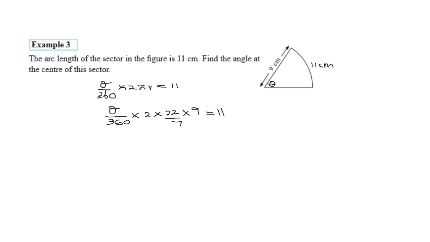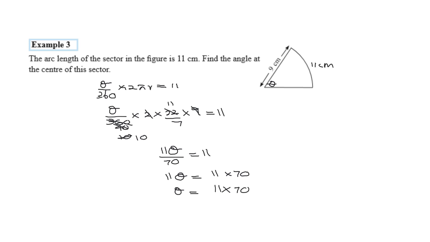Now we want to make this simple. Then 9 times 4, 40. We can cancel this one 2 and we have 20 here. And furthermore 2 times 11 and 2 times 10. So on the left hand side you have 11 theta over 10 into 7 that is 70, equal 11. If you multiply both sides by 70 you have 11 theta equal 11 into 70. So to find theta you want to divide both sides by 11. 11 into 70 divided by 11, this will cancel, and your angle theta is equal 70 degrees.